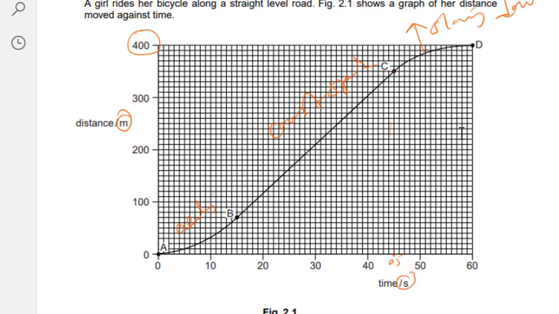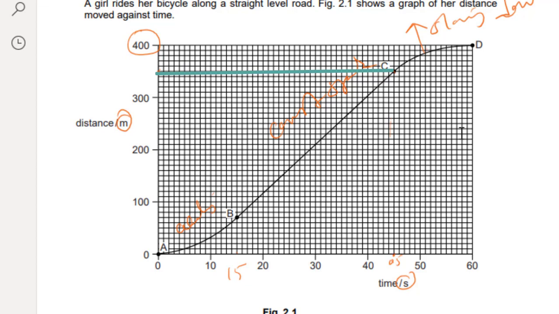Then at point B, that will be 10, 10.1, 2, 3, 4, 5, that is 15. And then for distance, if we read towards the other side at point C, the distance is at this point here, that is 300, 310, 20, 30, 40, 50.